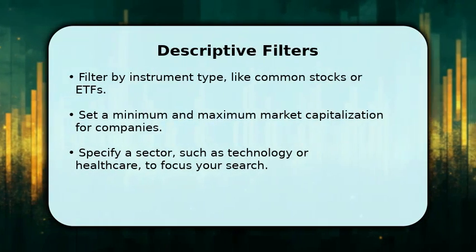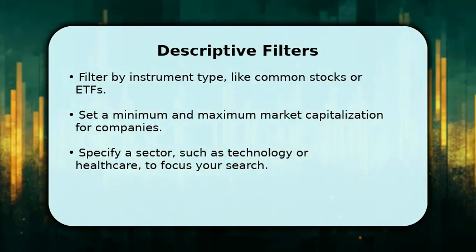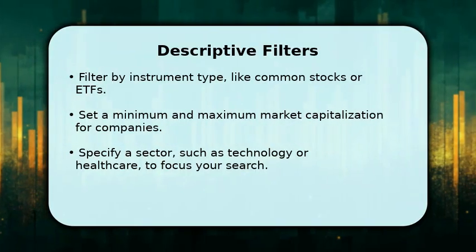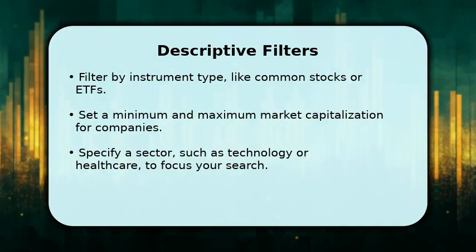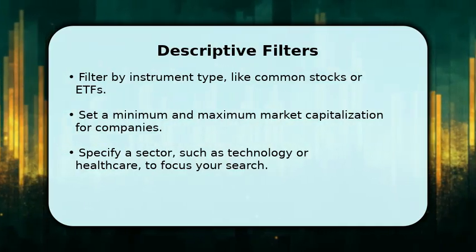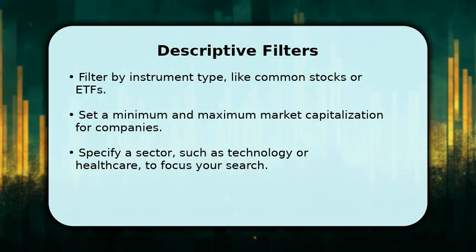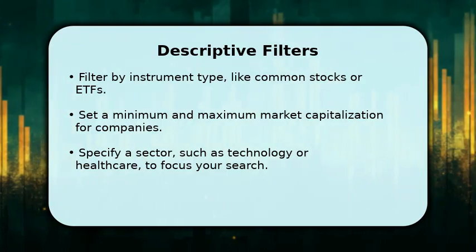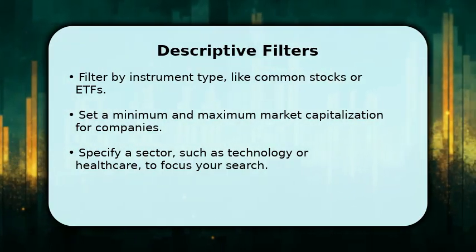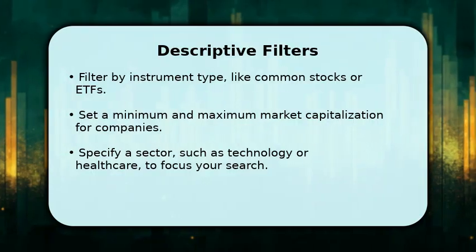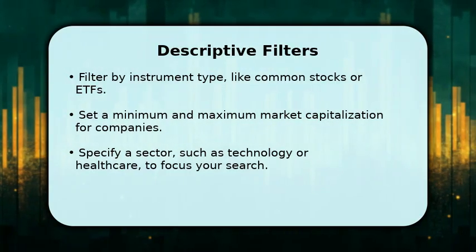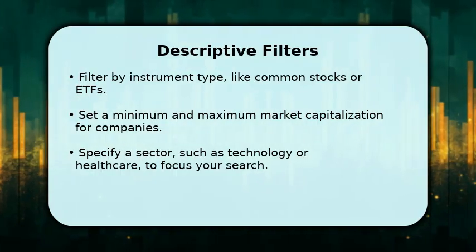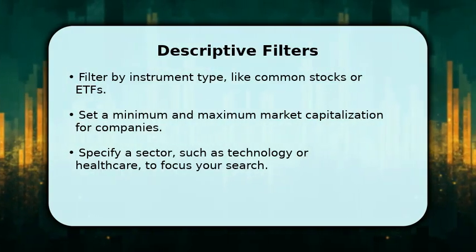Now let's apply some descriptive filters to refine our stock list. You can easily filter by instrument type, choosing between common stocks, ETF, or other options. A crucial step is setting a market capitalization range. For instance, you might look for companies between $1 billion and $10 billion. Additionally, selecting a specific sector, like technology or healthcare, helps you target industries of interest.